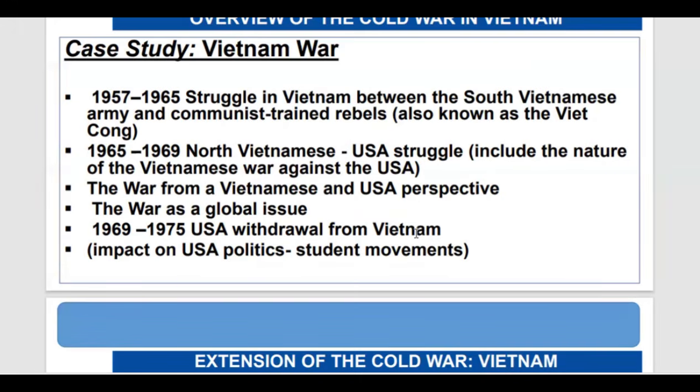Then we also have to look at 1969 to 1975, America's withdrawal from Vietnam, what we call Vietnamization, and also the impact of USA politics and student movements. Right, that is how we're going to break down our discussion. But basically, I will go back to the struggle between the South Vietnamese army, the ARVN, the RVN, versus the communist-trained rebels.